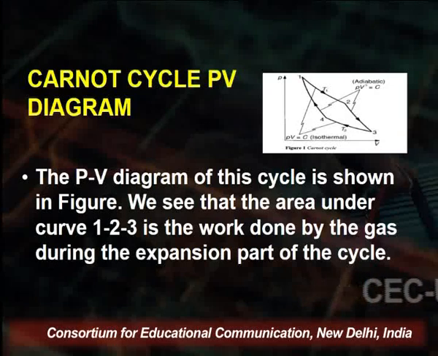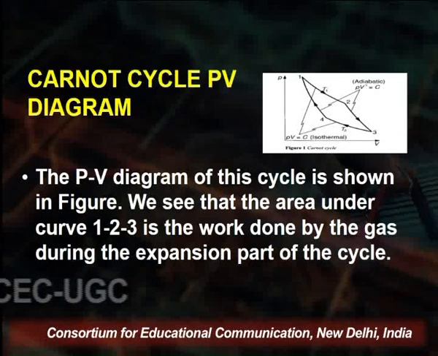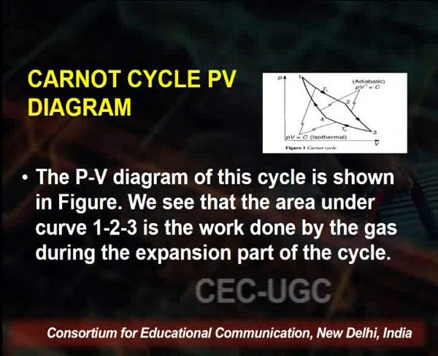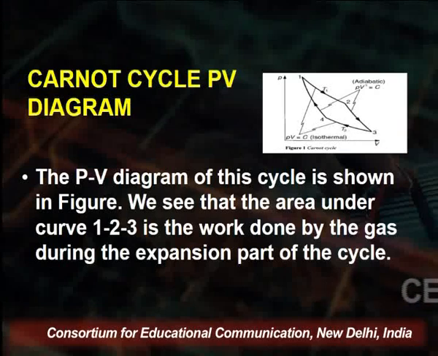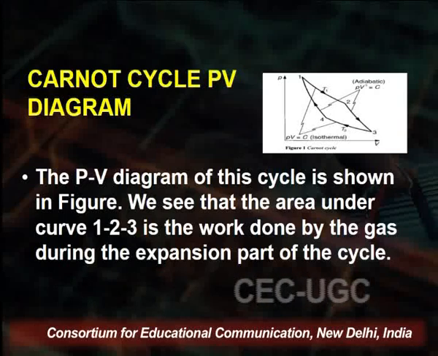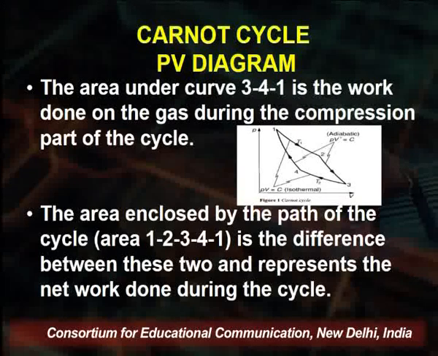Now, one very important thing, we can calculate the work done by the gas from the PV diagram itself. We see that the area under the curve 1, 2, 3 is the work done by the gas during the expansion part of the cycle. The area under the curve 3, 4, 1 is the work done on the gas during the compression part of the cycle. The area enclosed by the path of the cycle, that is the 1, 2, 3, 4, 1 area, is the difference between these two and represents the net work done during the cycle. This is what we will be calculating when we calculate the efficiency of the Carnot engine.